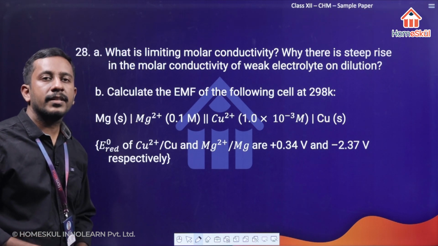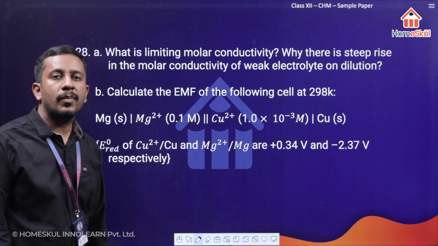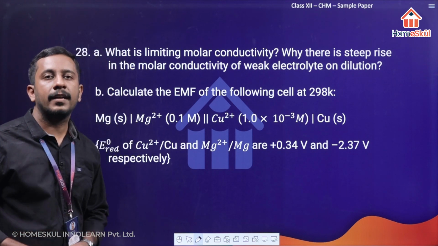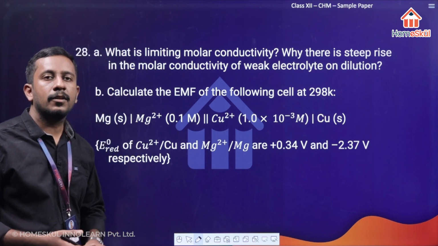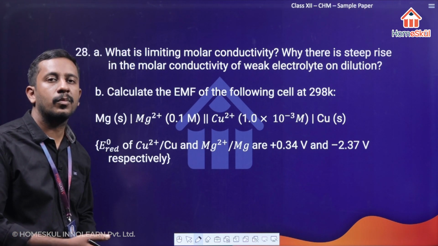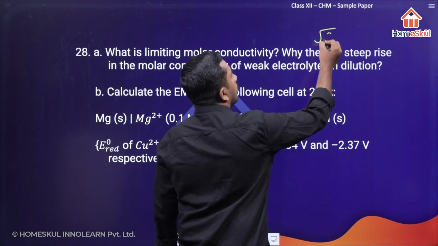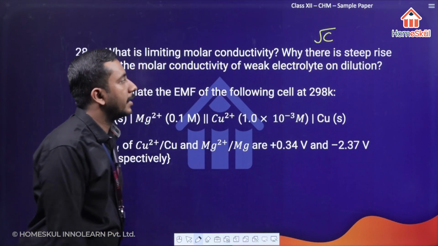So if you are diluting a solution of a strong electrolyte, the increase in conductivity will be only due to the dilution. That means the rate of increase of conductivity will be comparatively lesser, following an almost linear path, which is proportional to the root of concentration of the solution that is taken.